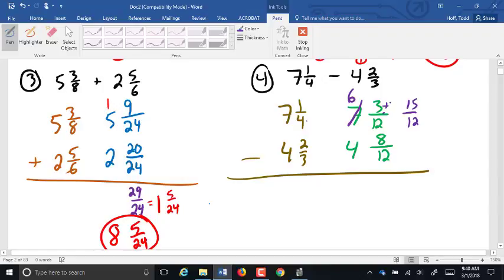15. Good. Remember, that one object we borrowed has pieces in it. The denominator tells us how many pieces. You're adding the denominator to the numerator. So now we have 15/12 minus 8/12, which is 7/12, and 6 minus 4, 2. Good. Any questions on those?